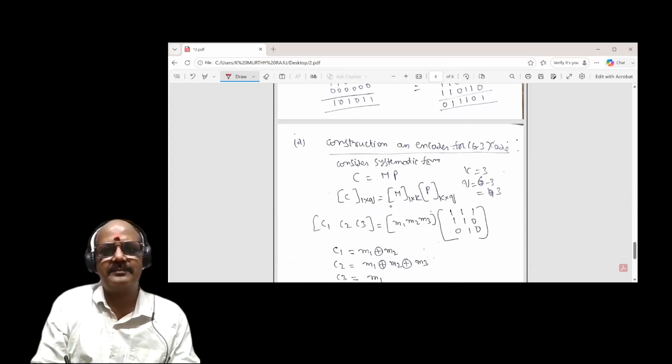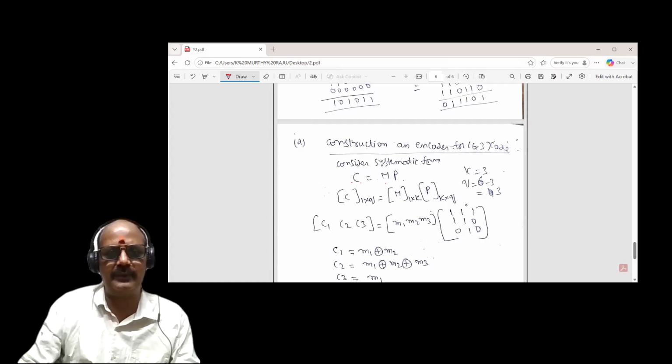Last one is to construct an encoder for a (6,3) code. Consider a systematic form, C is equal to MP. C is the parity vector, M is the message vector, and P is the sub-parity matrix. The dimensions are 1 cross Q, 1 cross K, and K cross Q.